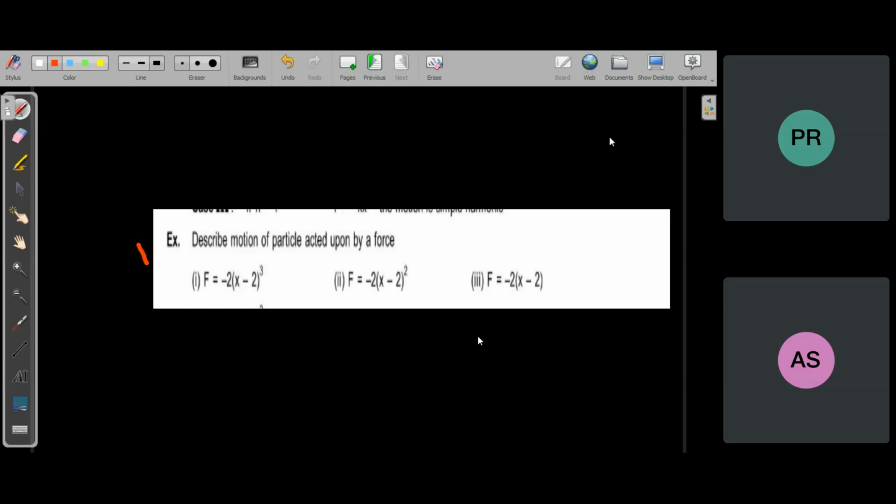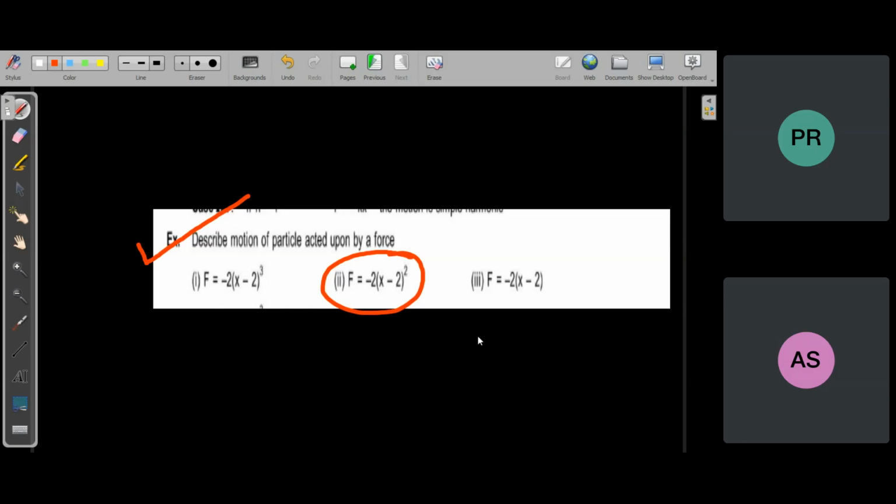Yes, it's the same equation. The third one is simple harmonic motion, sir. First one is oscillatory. Second one is also oscillatory. Yes, sir. No, no, think about the second one. Is it oscillatory or not oscillatory?